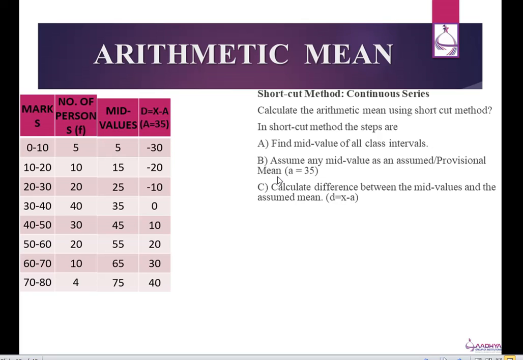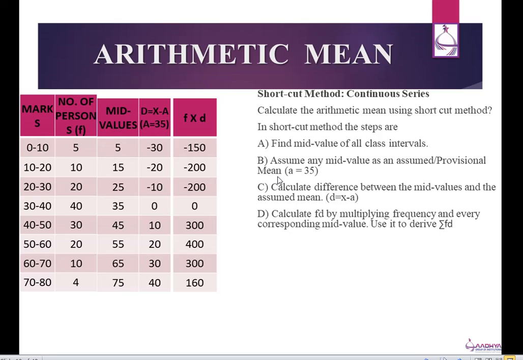Once we have calculated these differences between the mid values and the assumed mean, we have to multiply the frequency with every corresponding deviation value. Here the deviation value is minus 30. We multiply it with 5, we get minus 150. Minus 20 into 10, we get minus 200 and so on. So we get minus 150, minus 200, minus 200, 300, 400, 300, 160.